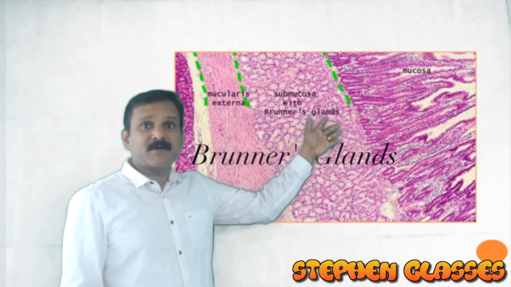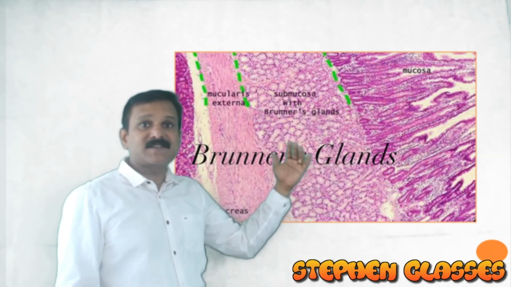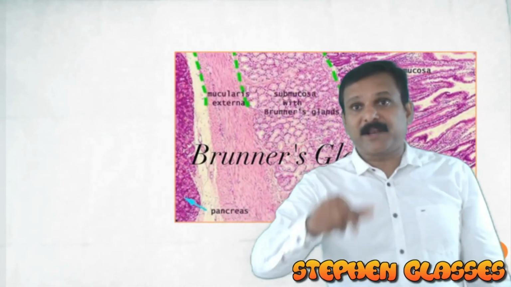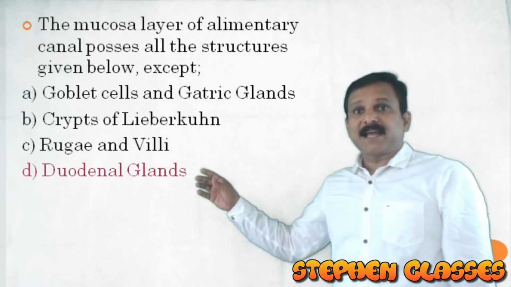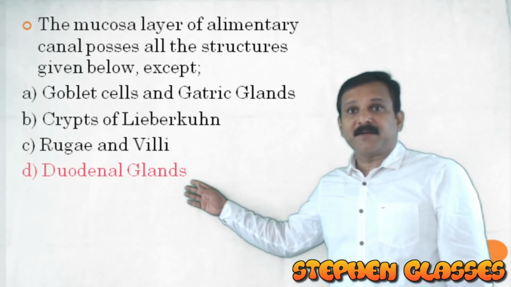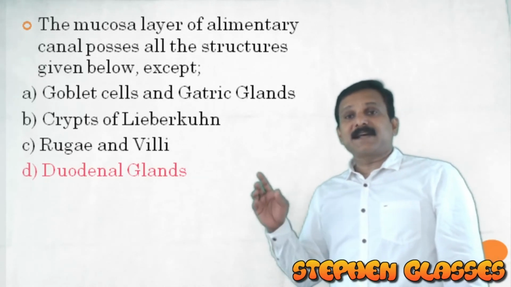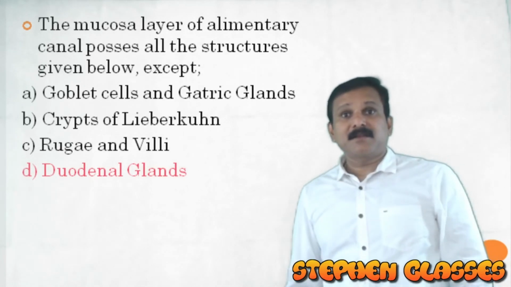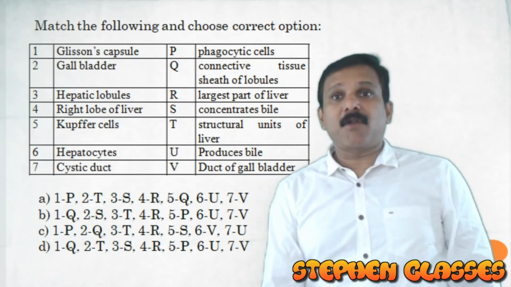So in the submucosa layer, you can see the Brunner's glands or duodenal glands, because Brunner's glands are located only in the duodenum. Right. Now we have the answer, option D here. Okay. Duodenal glands are present only in the submucosa. Now our next question, match the following.